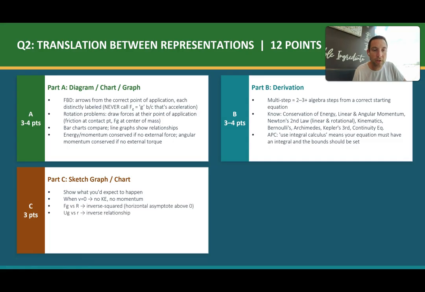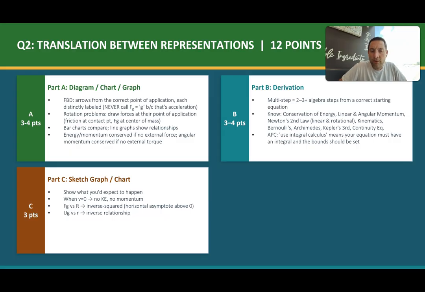Part C, we're going to show what you would expect to happen. So you're going to sketch a graph or a chart or something. And for this, think about your equation that you just derived. If you have R in the denominator, and we're seeing how the variable changes with respect to R, then it should be an inverse relationship. If we're seeing how the variable changes and you have R squared in the denominator, then it could be an inverse squared graph or an exponential decay graph. Keep that in mind.